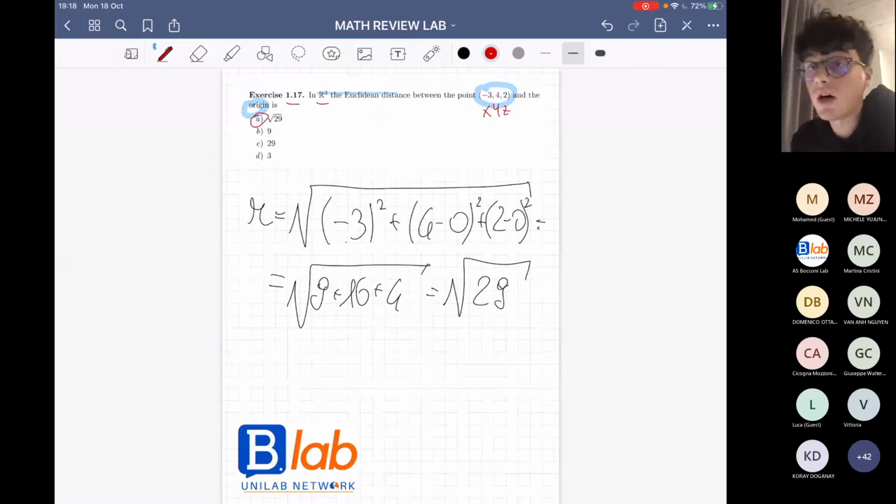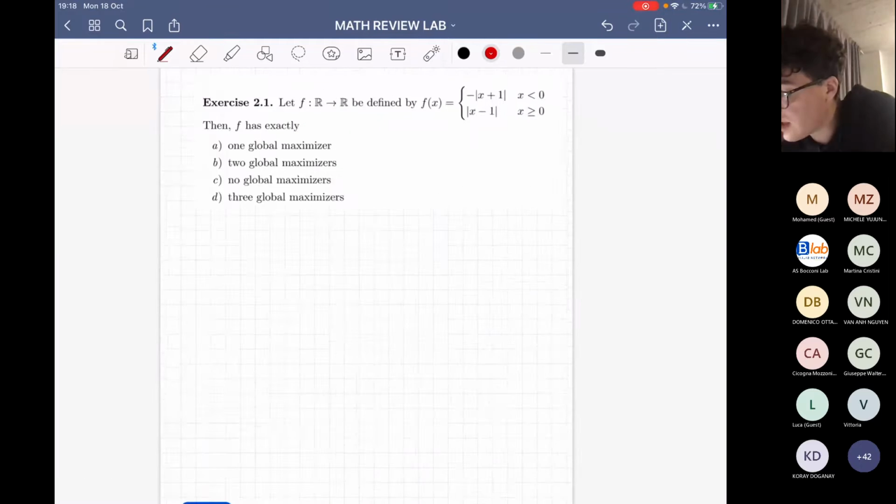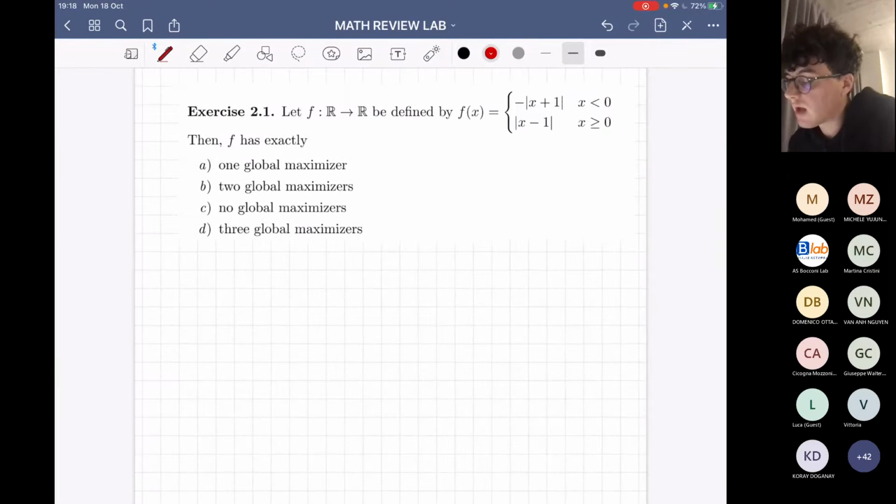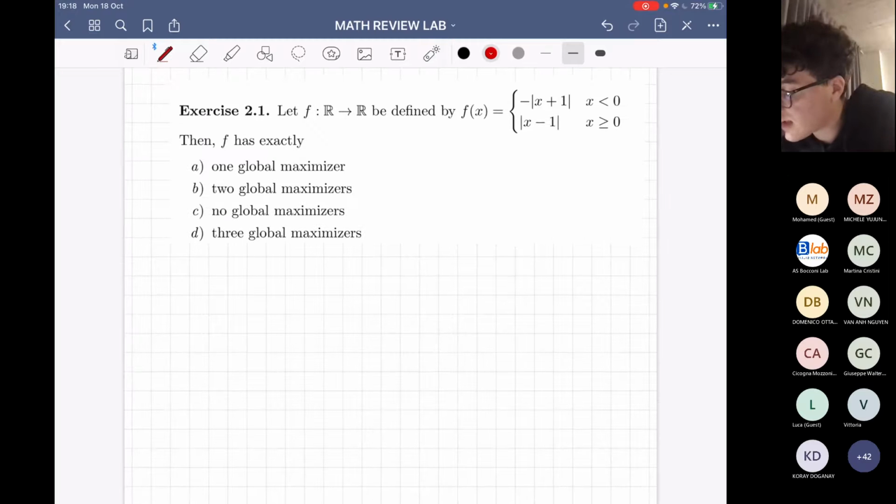Then we move to the following topic, which is functions, and also maximizers, minimizers, and whether they are global or not. I took this function, which is piecewise defined. So it's defined in this way when x is less than 0, while it is defined in this other way when x is more than 0.